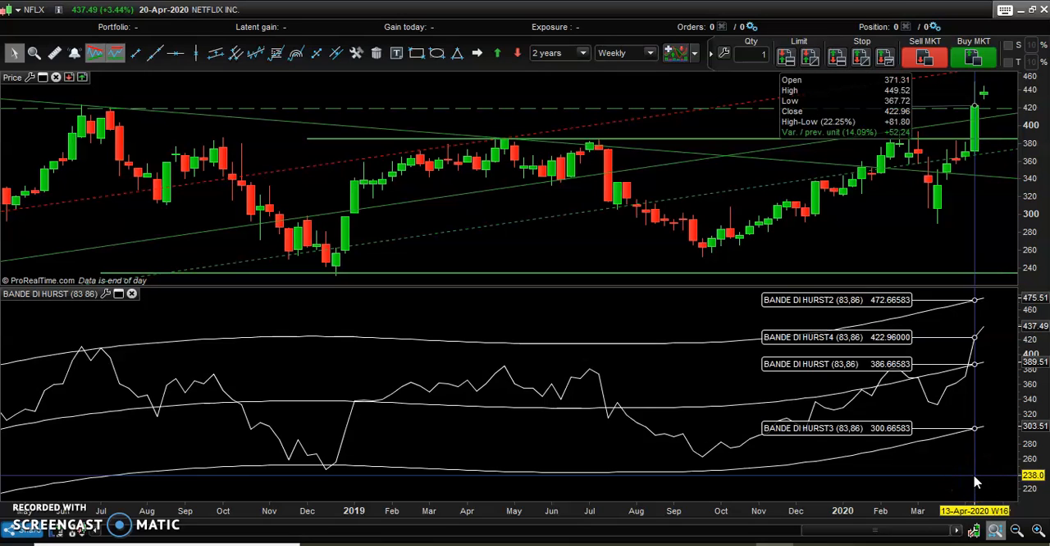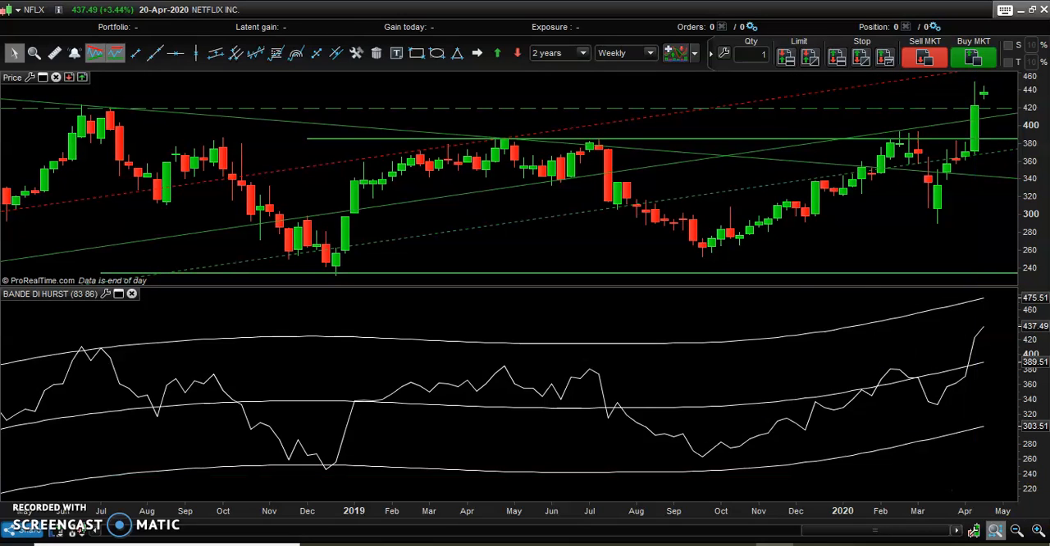Hello guys, today we'll be analyzing two important stocks, Netflix and Tesla, both listed on the Nasdaq index.